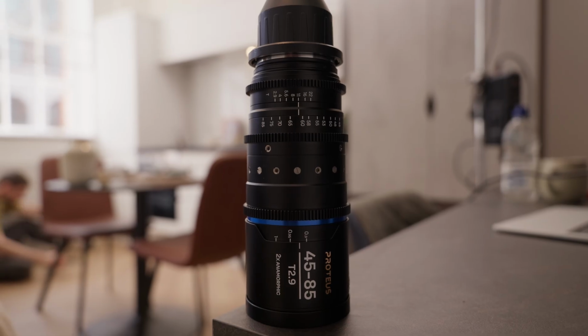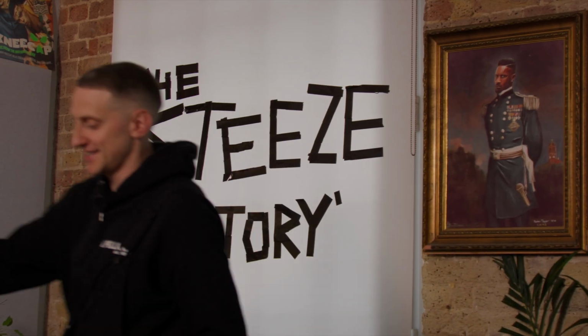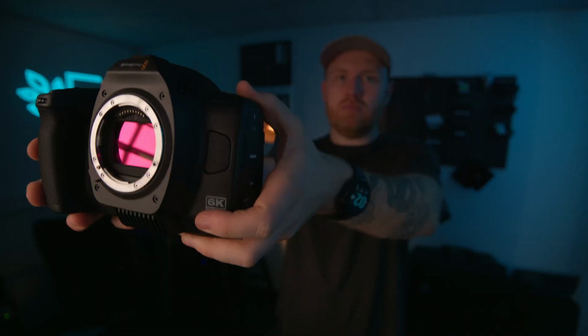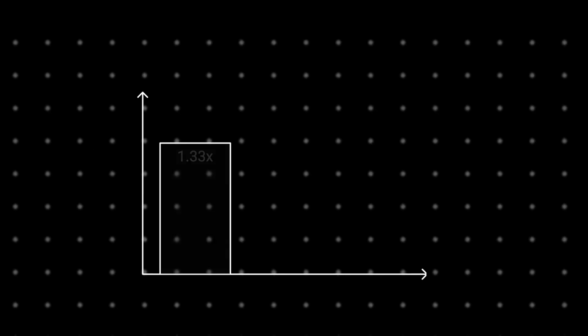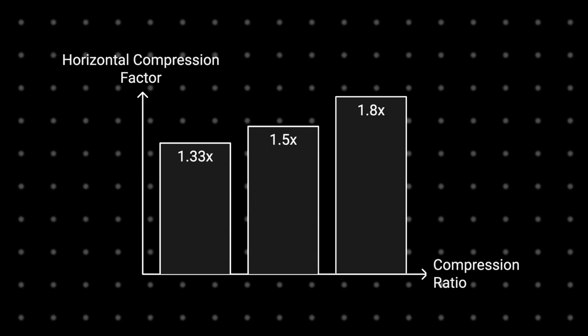Let's say you're using a 2x anamorphic lens. This means that it will take a really wide image and squish this 2x horizontally to fit all that information onto your camera's sensor. So when you see numbers on the camera lens like 1.3 times, 1.5 times, or 1.8 times, this just refers to how much the image is being compressed. Simply put, the higher the number, the more the image is being squished.